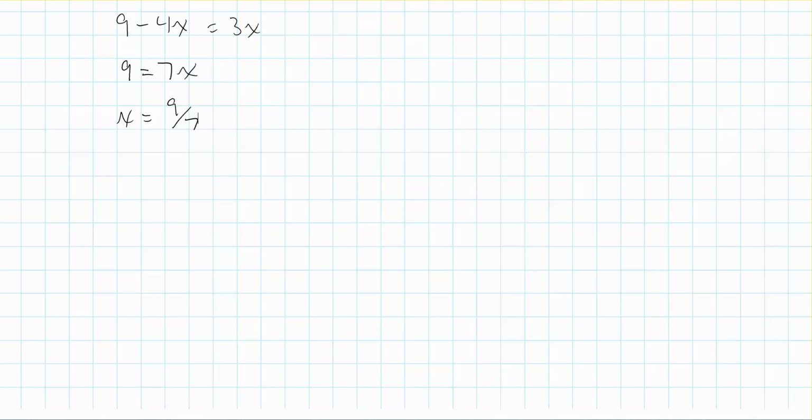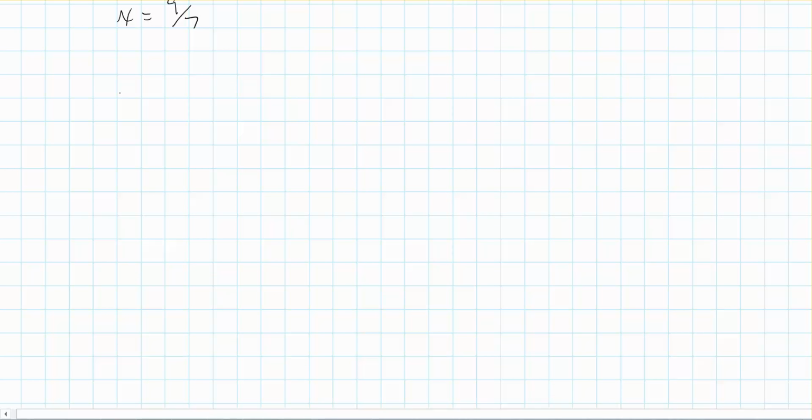Alright, let's look at one more example here to wrap this section up. So the last one we will look at is 2 over (x minus 4) times (x minus 2), and this is going to equal 1 over (x minus 4) plus 2 over (x minus 2).